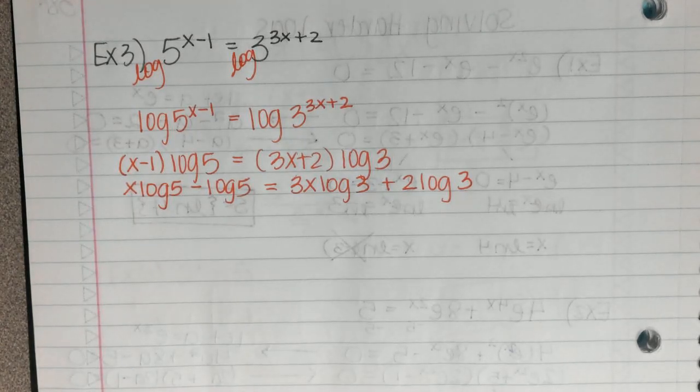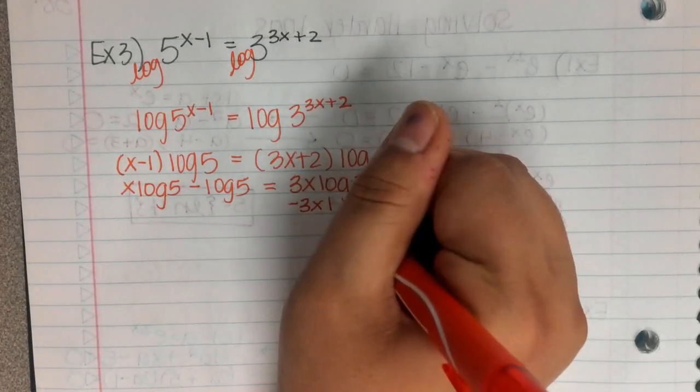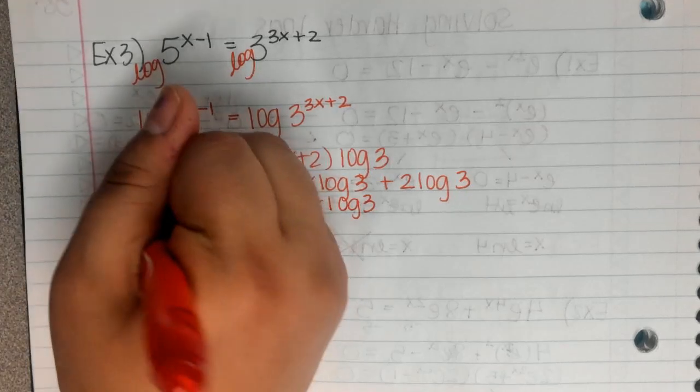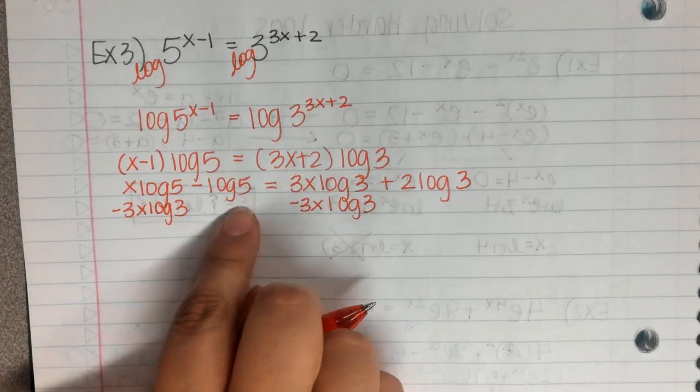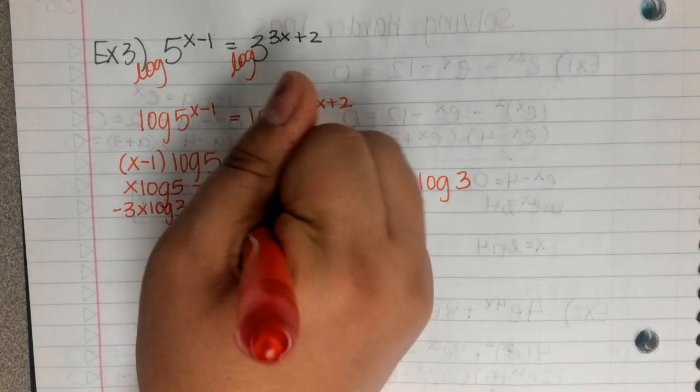Now, what's our whole goal here? To find x. So what should I probably do now to find x, to get x by itself? I should probably put the x's on one side and the not x's on the other. So I'm going to move this 3x common log 3 over here. And I'm going to move this negative common log 5 to the other side.